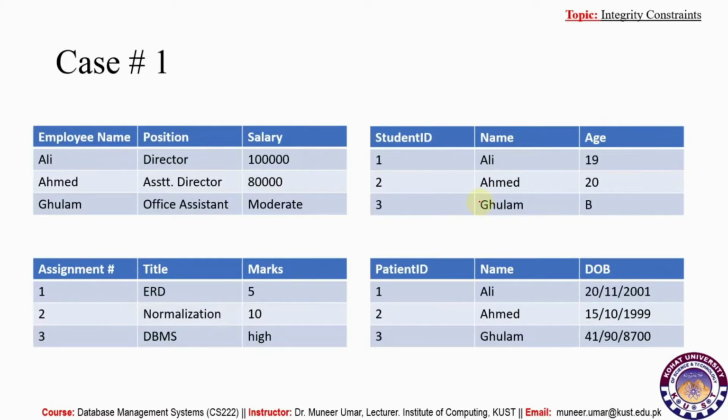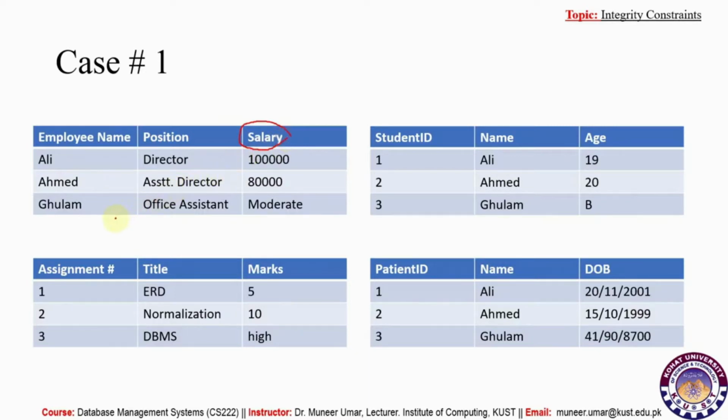Case number 1. Here we have 4 tables, and in each table there are 3 attributes. First we are going to check table number 1. It has employee name, position, and salary. Now if you look into the values or the tuples of this table, you will find an error. Here we have the salary attribute, so it is obvious that the salary must be in decimal, or simply there should be some numerical value for salary.